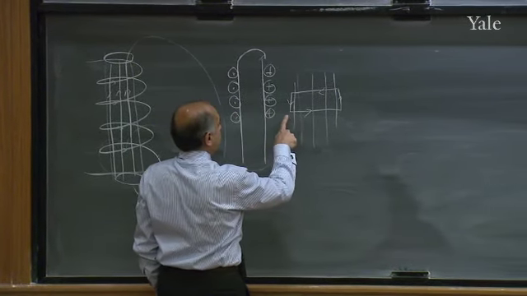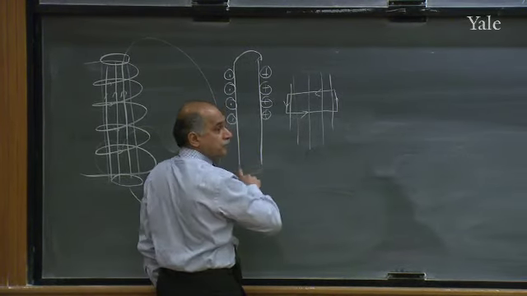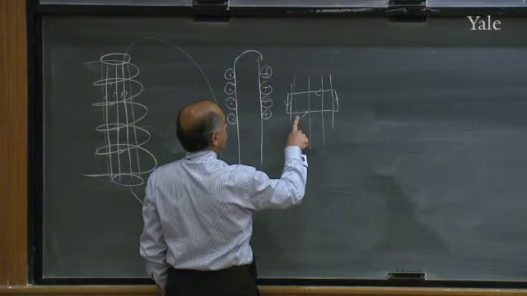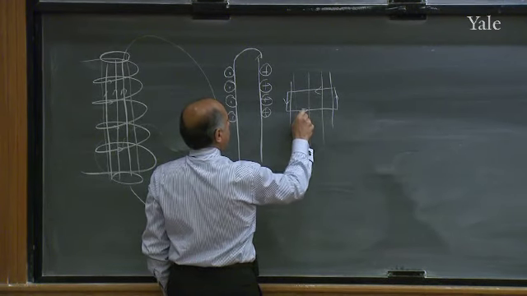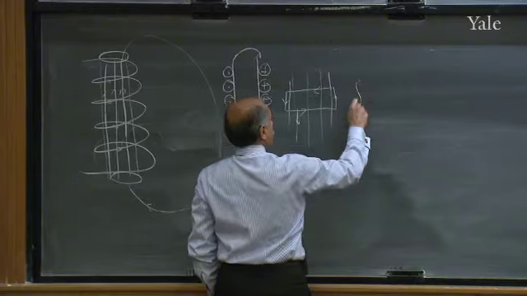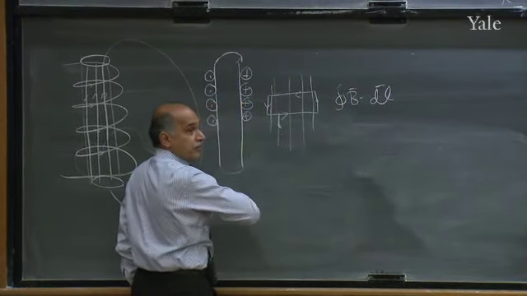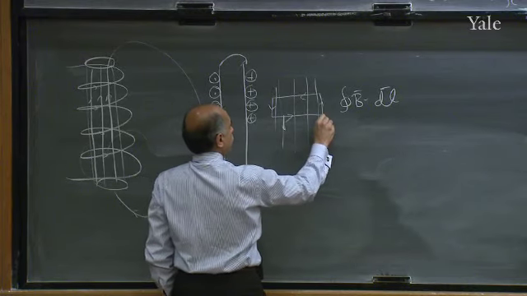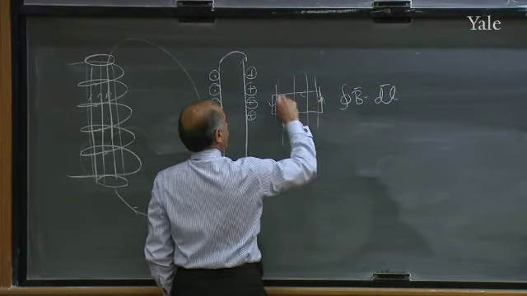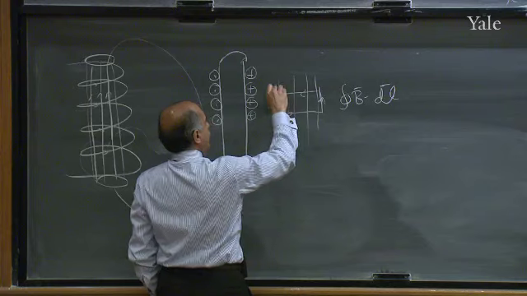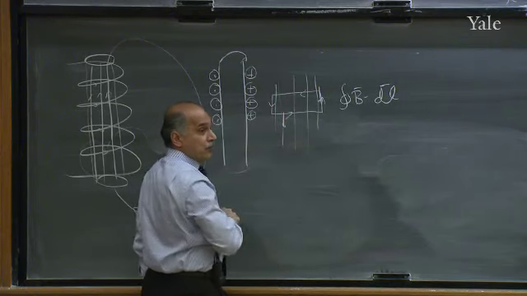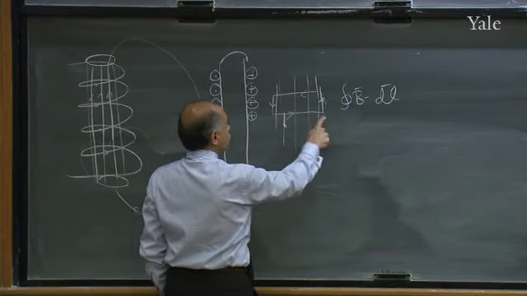Well, let me explain. Suppose you go around this loop. Here, B and dl are perpendicular, so there is no contribution to B dot dl. Likewise here. Here, you have a B going one way, and you have the same B, but the path is going the opposite way. Now, these two have to cancel.